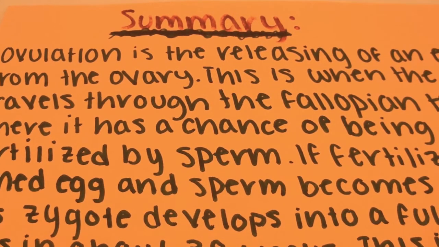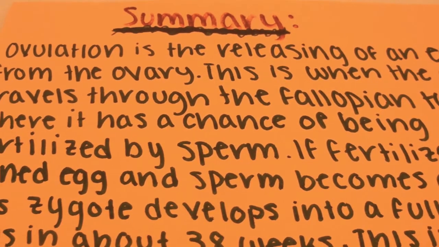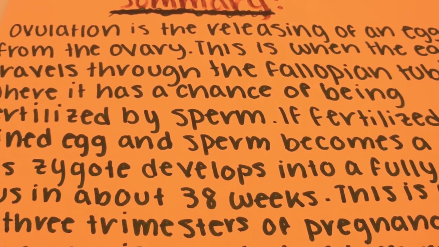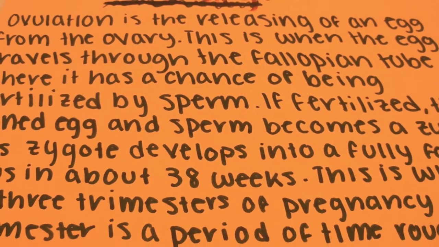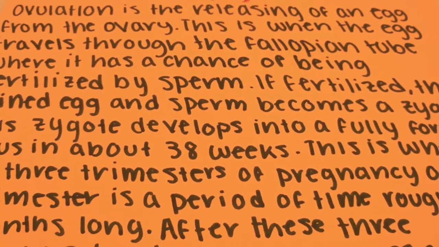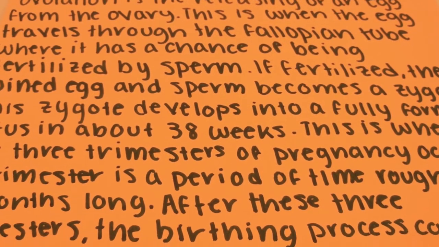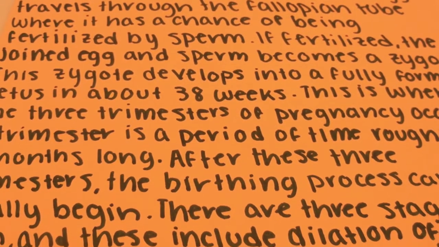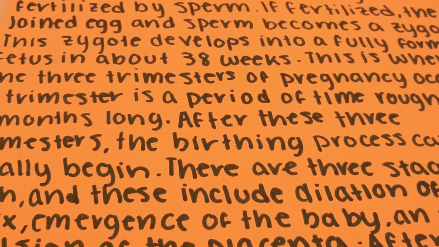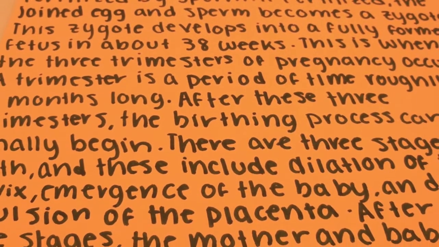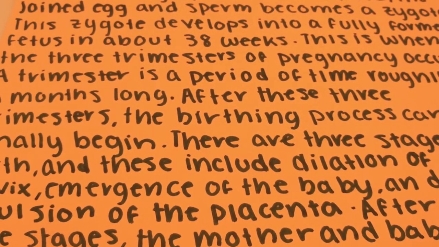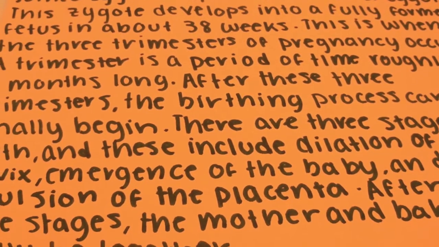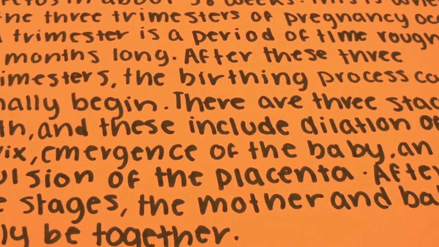Ovulation is the releasing of an egg from the ovary. This is when the egg travels through the fallopian tube, where it has a chance of being fertilized by sperm. If fertilized, the joined egg and sperm become a zygote. This zygote develops into a fully formed fetus in about 38 weeks. This is when the 3 trimesters of pregnancy occur. A trimester is a period of time roughly 3 months long. After these 3 trimesters, the birthing process can begin.